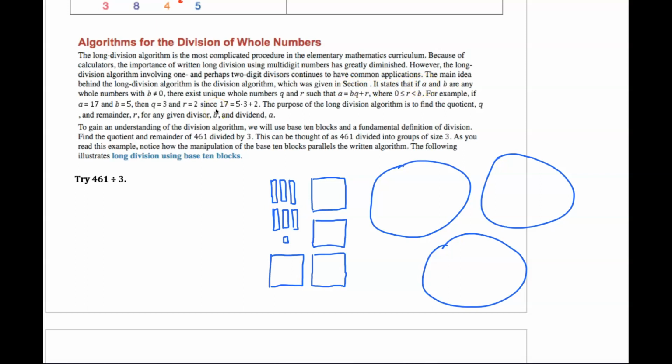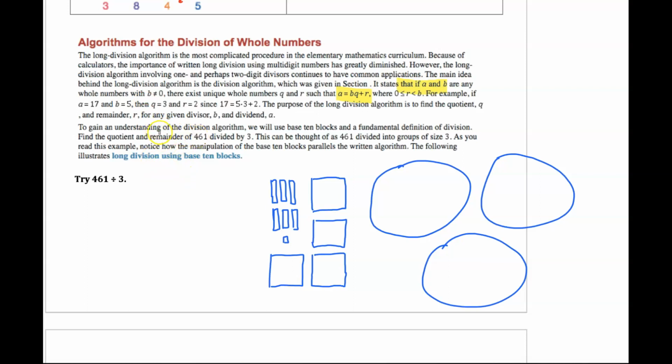And the main idea behind our algorithm for long division is what's called the division algorithm we studied earlier, right? That again states if A and B are any numbers, then there exist unique numbers Q and R, which are the quotient and remainder, where A is equal to B, the divisor, times the quotient plus the remainder. And that's really where the long division algorithm comes from.